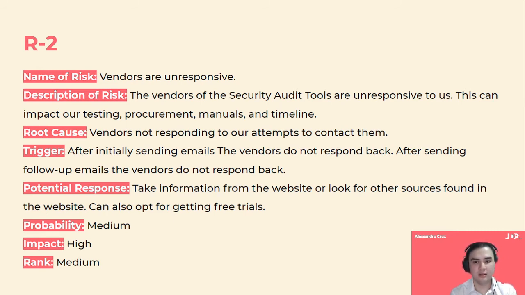We decided that the risk was a medium probability because we cannot assume that all vendors will respond, so it is safer to assume that half will at least respond. The root cause of this risk is that the vendors are just not responding to our attempts to contact them. The trigger to this risk is if the vendor has not responded to our emails in at least a week, and if they still do not respond another week after the follow-up email, and so on and so forth.